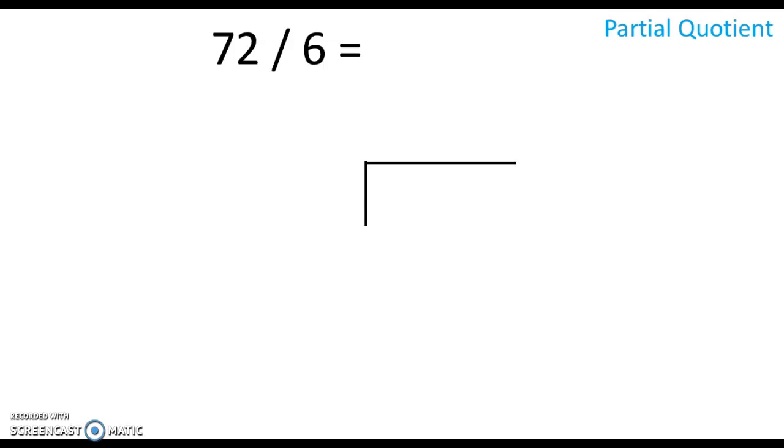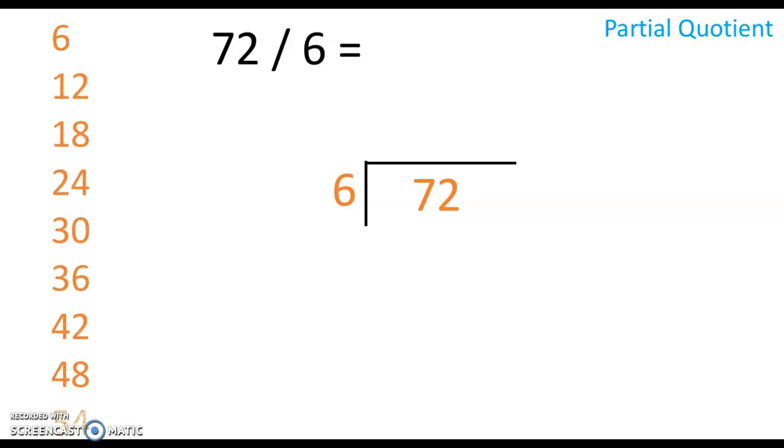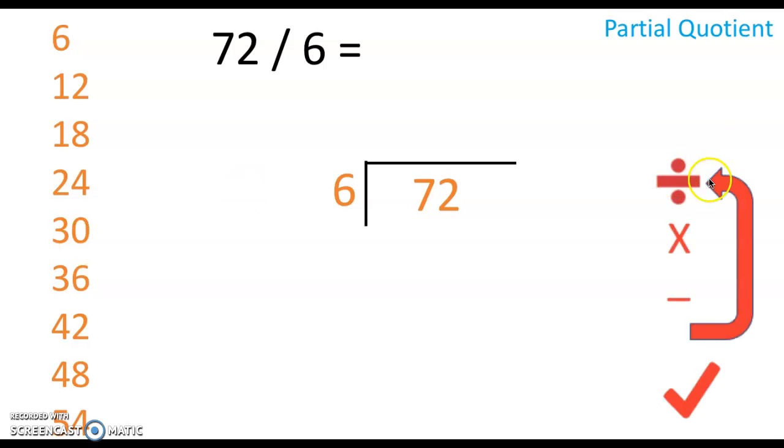72 divided by 6 using partial quotient. First, put your 6 on the outside, your 72 on the inside, and write out your multiplication facts if you need them. I'm also going to write out our steps.